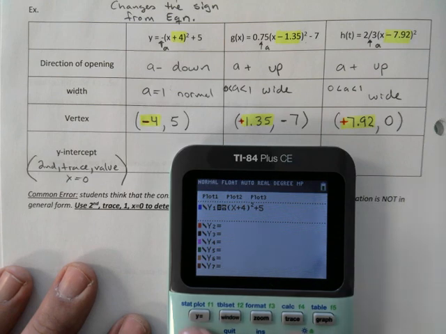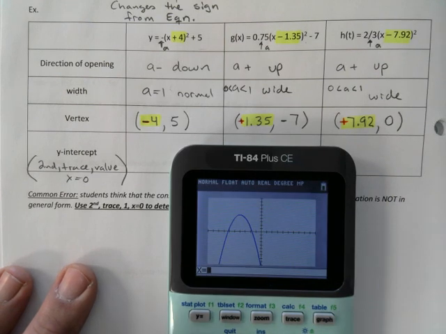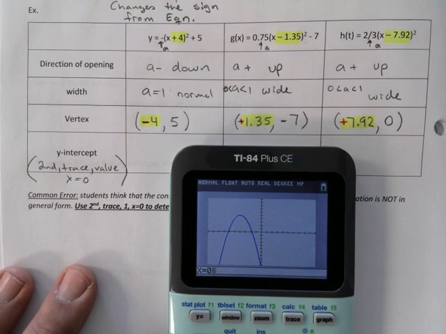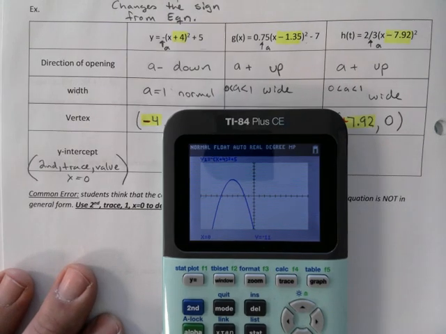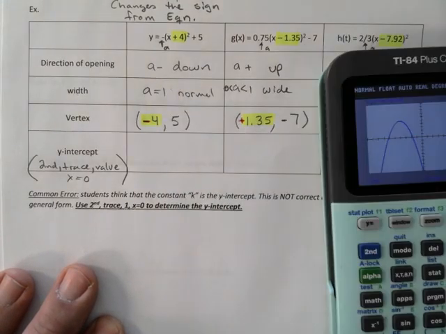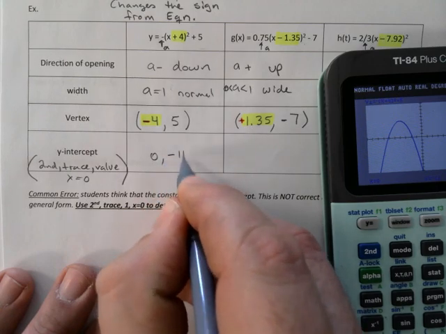What were we doing? Second trace, 1, x is equal to 0. Will it work? Because the y-intercept is not quite on there. Let's try it. Hey, it works. 0, negative 11.